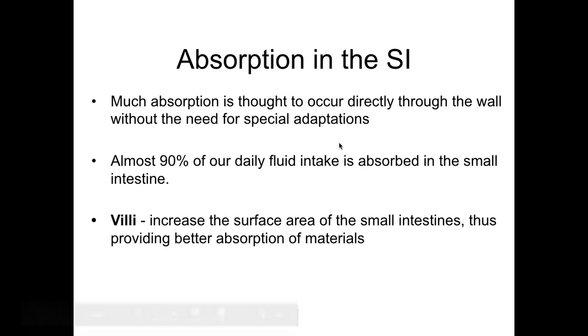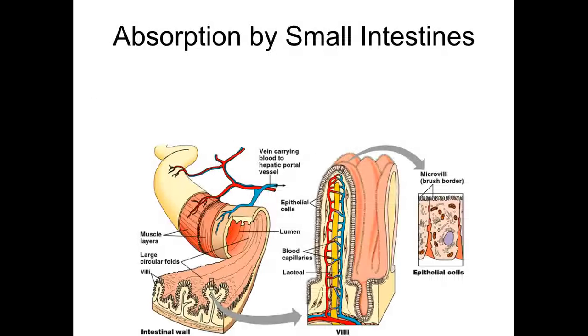Most absorption occurs directly through the wall. Nothing special is needed. We've got those finger-like projections to increase the surface area, the villi, and they just absorb all the nutrients we need. And then here's another detailed view of it.